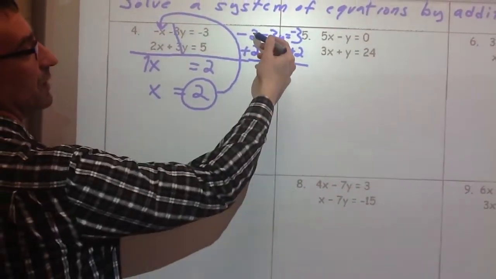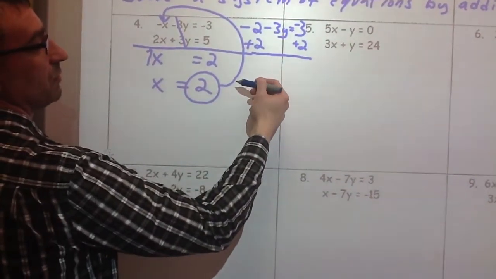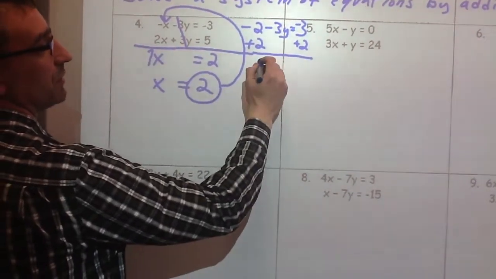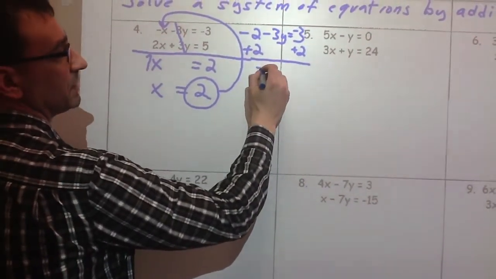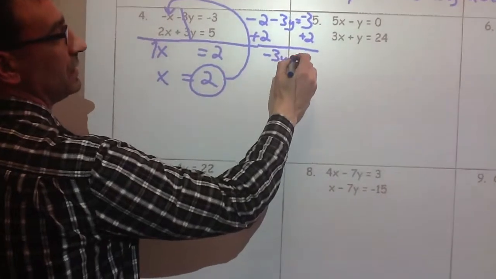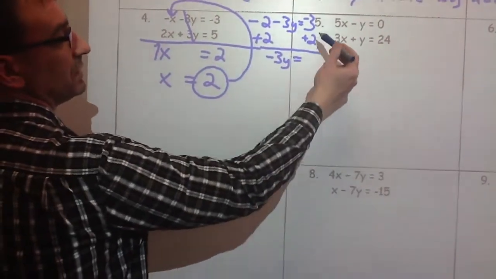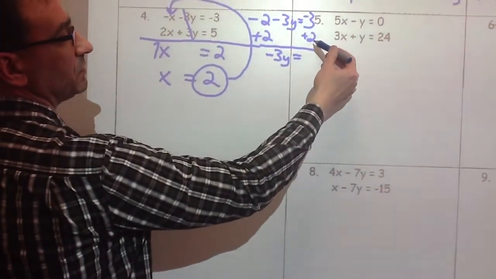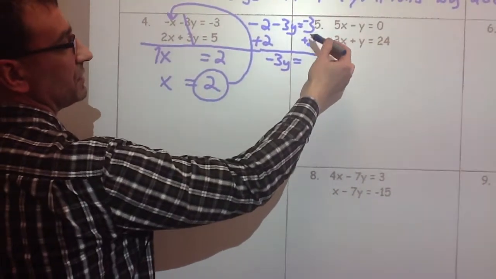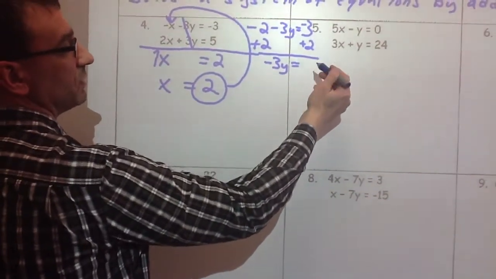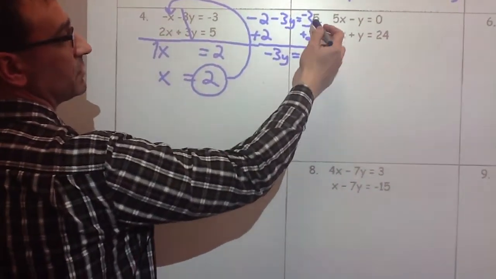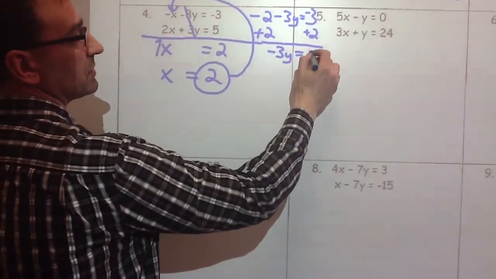And so negative 2 and positive 2 is 0. We want that to be 0 because all we want on this side of the equation is negative 3y. That equals negative 3 and positive 2. If you have different signs, you're going to subtract the two numbers, which is 1, and the larger number is negative, so it's a negative 1.